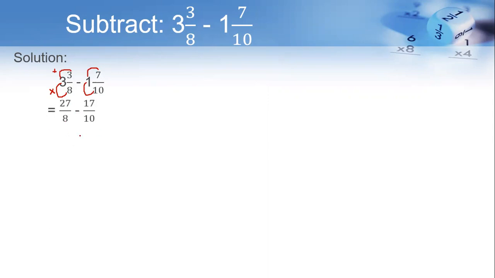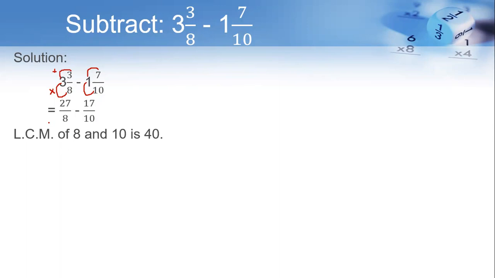Now let's find the LCM. So the LCM of 8 and 10 is, write the table, 40. Okay, that is 40. All right. Now both of the denominators should be converted into 40, right? Both of them we have to make 40 now.